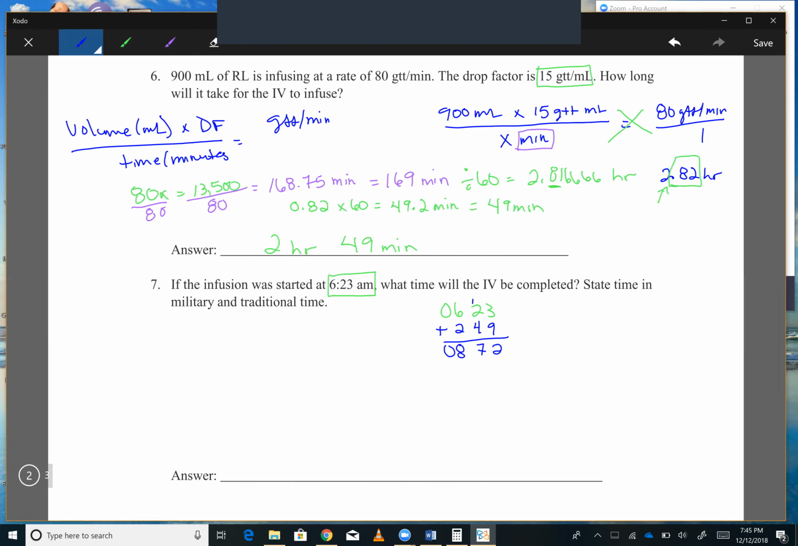But time doesn't work like that. There's only 60 minutes in an hour. So I need to subtract 60 minutes from here, which gives me 08:12. But because I took 60 minutes away, I need to put it back. But I'm going to put it back as an hour. So I'm going to add an hour. And that gives me 09:12. And that is the military or international time for 9:12 a.m. So we're also going to write 9 with a colon, 12 a.m.